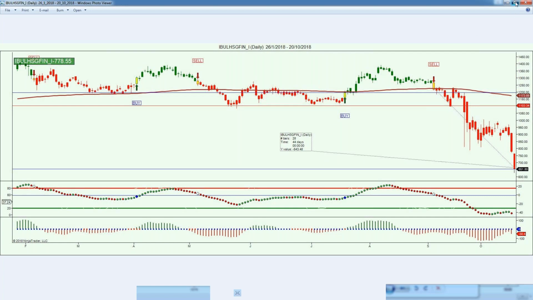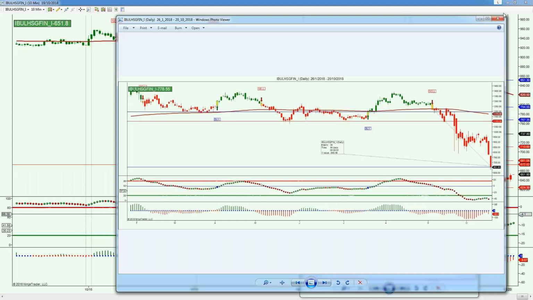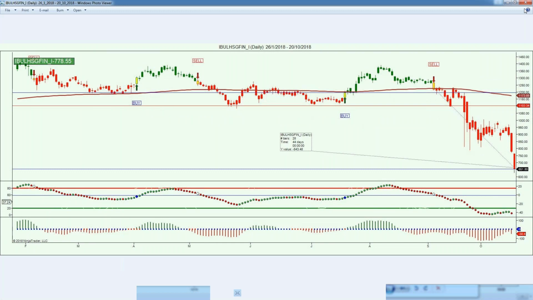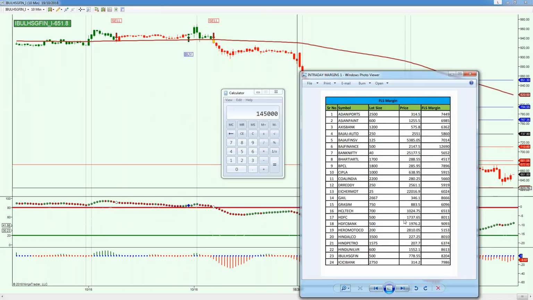So I will make this next video. I'll show you how this particular strategy works, and what is the investment that you are making here, India Bulls.